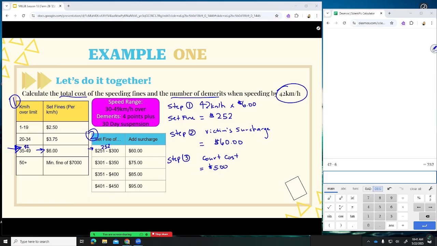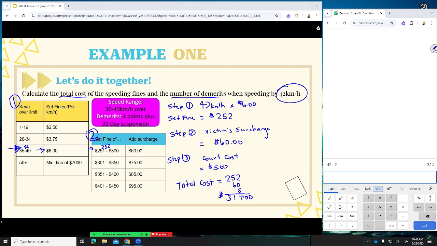We want to add our total monetary cost, because we're not done. So we need to add $252 plus $60 plus $5. We get $317 that we have to pay for speeding by 42 kilometers.